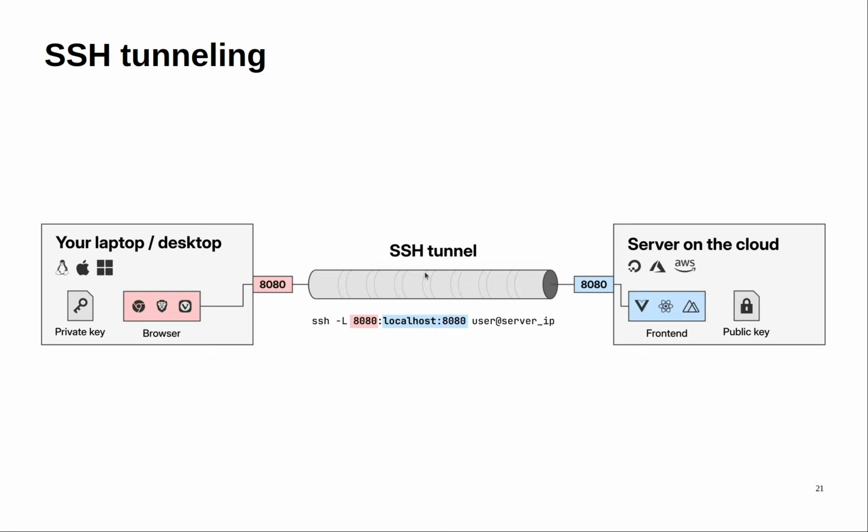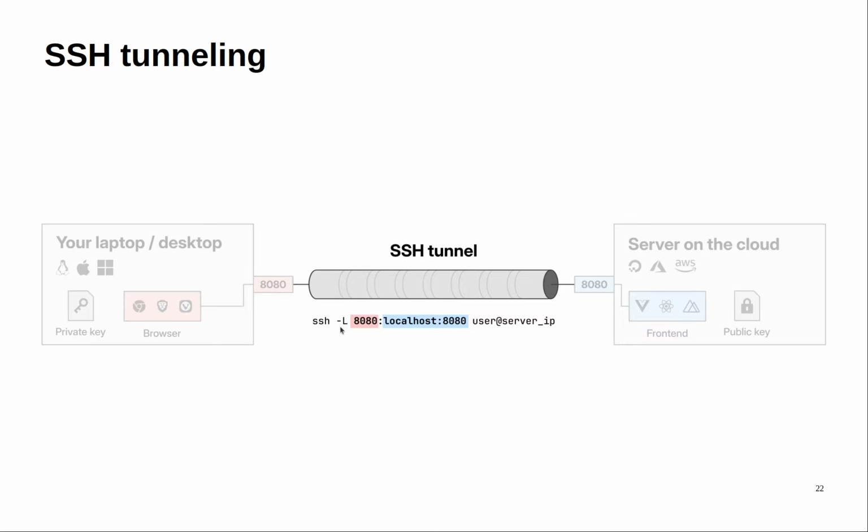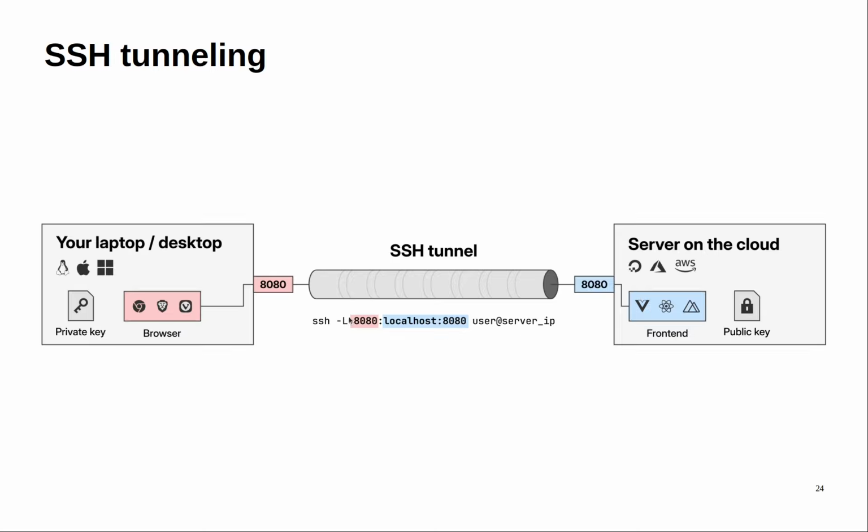Think of this as a secure private subway line that runs inside your existing SSH connection. We don't need to change the firewall because we are already allowed to access the server via SSH. To create a tunnel, we use the -L flag, and this syntax tells SSH to bind port 8080 on your laptop, it's this one colored in pink, to port 8080 on the server. After running this command, a tunnel will be created.